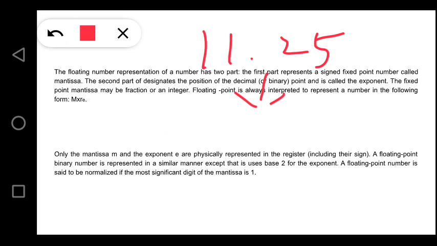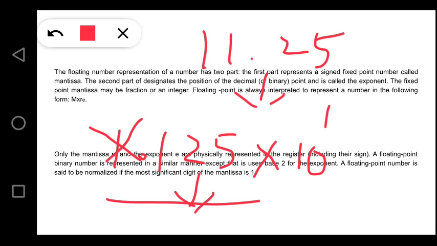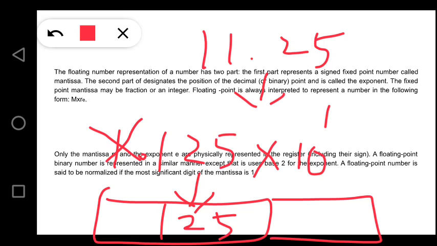What is that? Let's take the same example. We should convert into 1 point something, right? So 1 point, I can write it as 125 into 10 power 1. So you won't represent this one, you just represent this 125 and sign bit is plus and plus 1. This is the shortest way of representing a floating point number. Now we will discuss in detail about this.